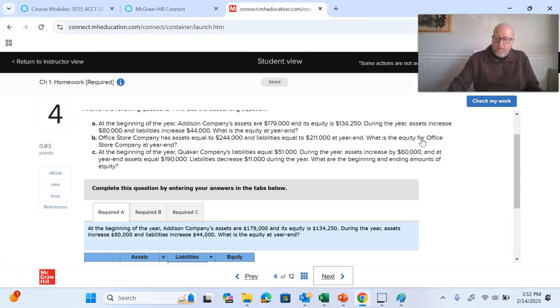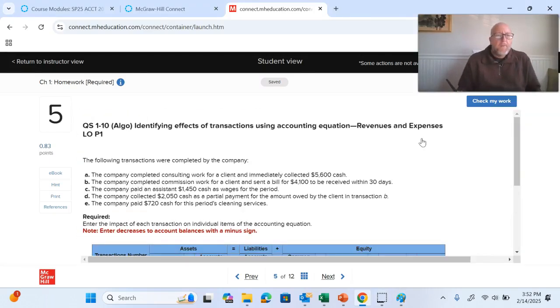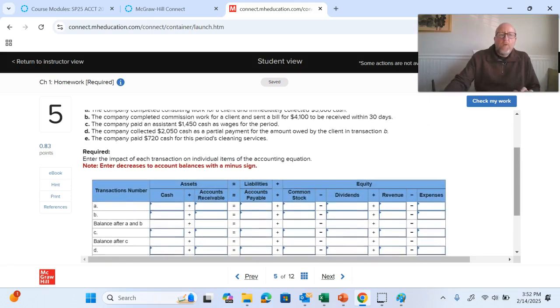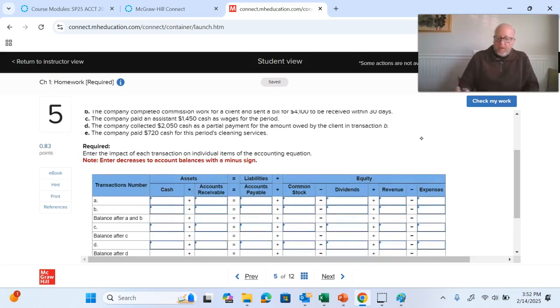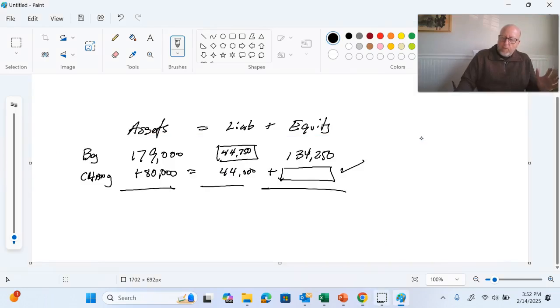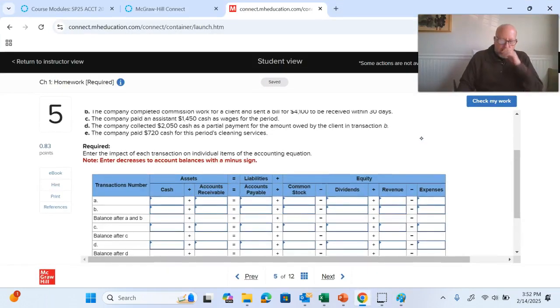That should be the way I would approach question, was that 4? Yeah. I'm moving on. Question 5. The following transactions were completed by the company. Okay, this is the question that you really want to walk away with, okay? The previous 4 questions, in fact, I think I might stop the recording right now.